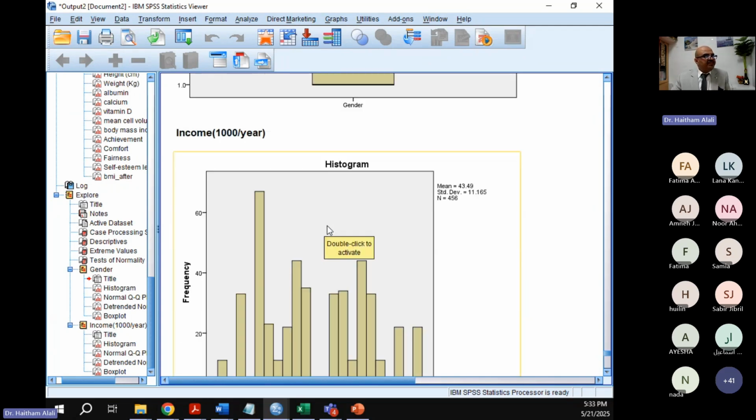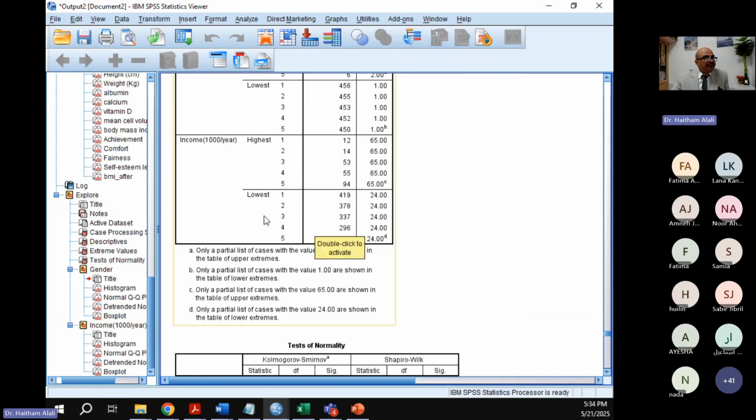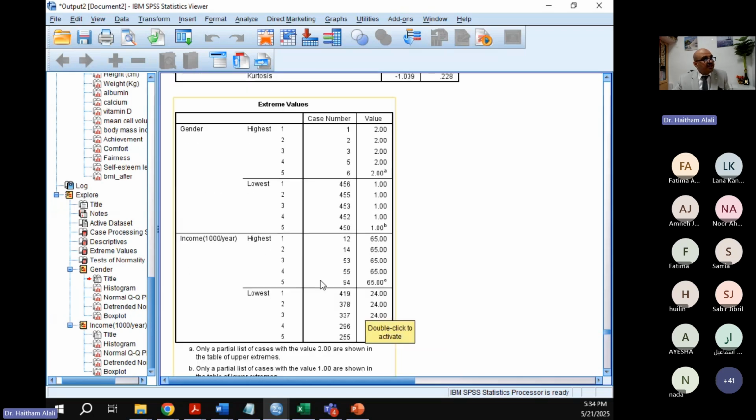So go to the extreme values table. The extreme values table is just before the Shapiro test. Before the Shapiro test, you can find the extreme values here. For gender, the highest and the lowest values.